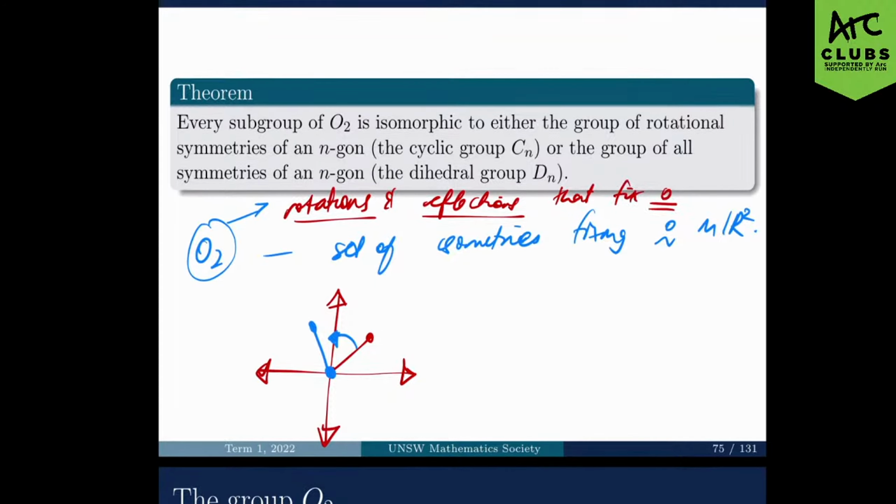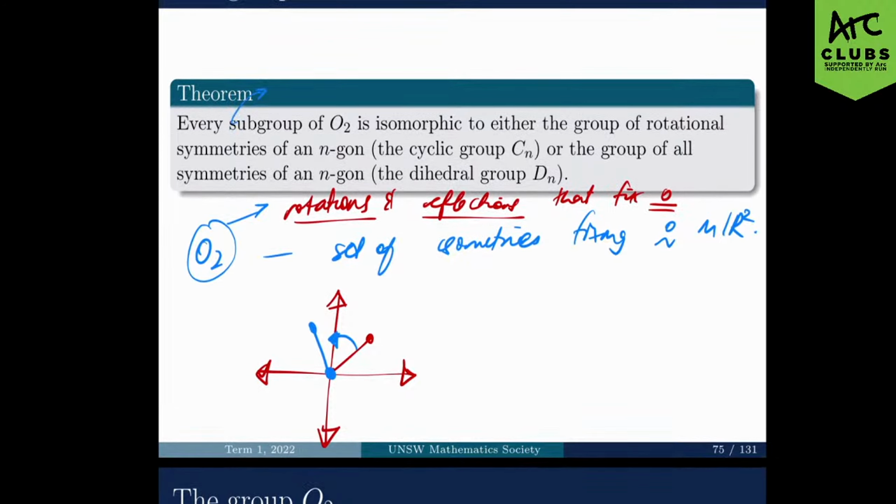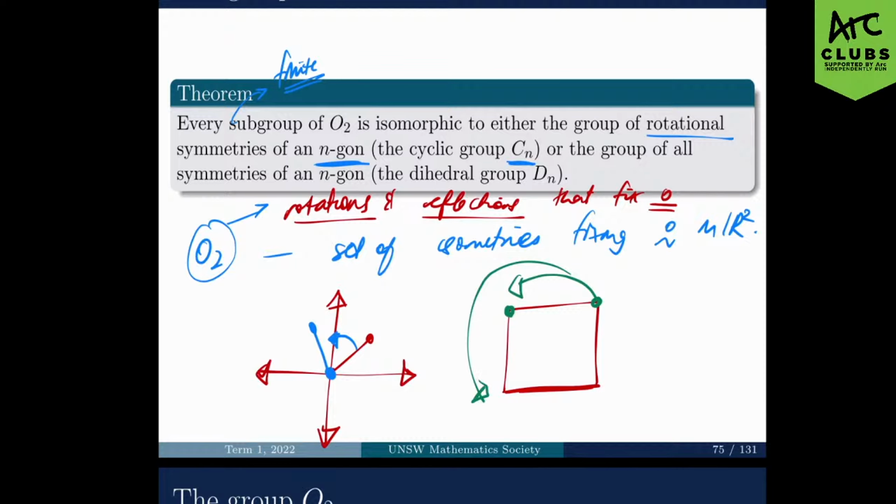And it turns out that every finite subgroup of O2 is isomorphic to either the group of rotational symmetries of an n-gon, which is the cyclic group Cn. If you think about an n-gon, say a square, what are the rotational symmetries? You can rotate it to map this edge to that one, or this edge to that one, but then you're back to where you started. This is the cyclic group C4. Or it could be the dihedral group, which James has already talked about. So every finite subgroup of O2 is one of these forms.